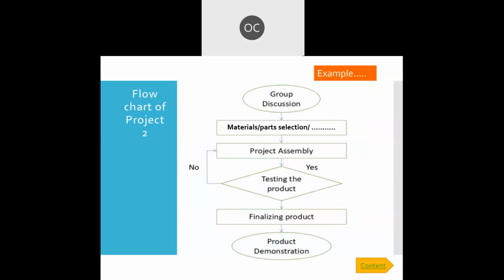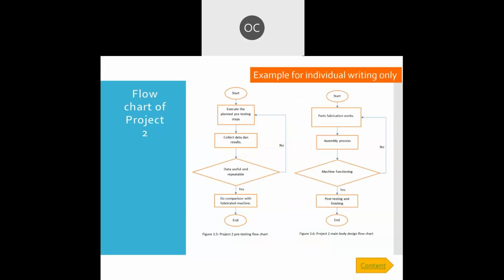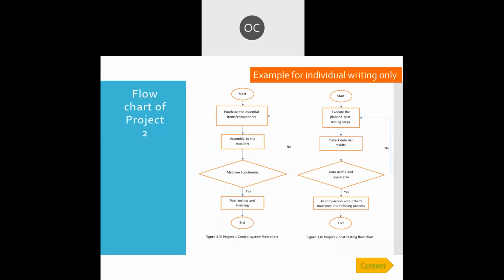Flow chart for project 2 also. For project 2, you need to plan ahead how you are going to fabricate your machine, your table itself. So you should come up with flow charts for project 2 also. Similarly to project 1, you should have two flow charts: one for the overall, and another for the individual's writing scope.